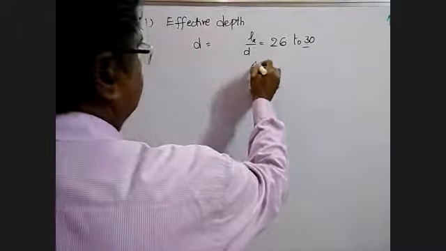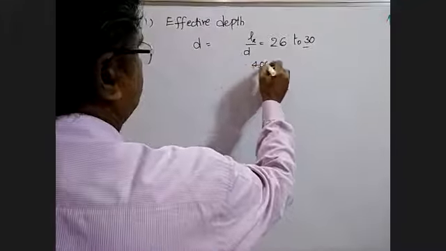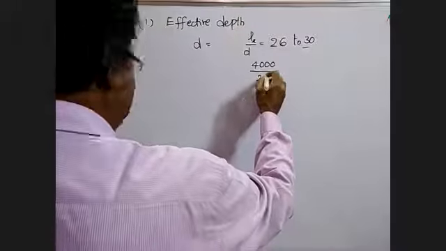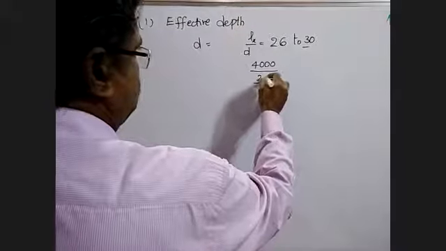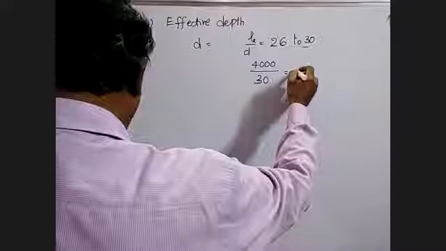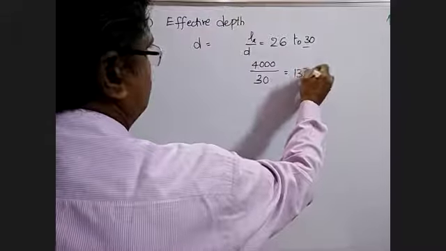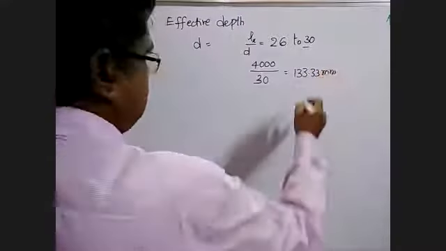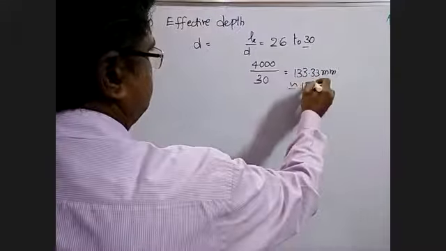This is 4,000 millimeters divided by, let us take 30. Here in this problem, we have taken 30. So we will also proceed with the same thing. Let us say 135.